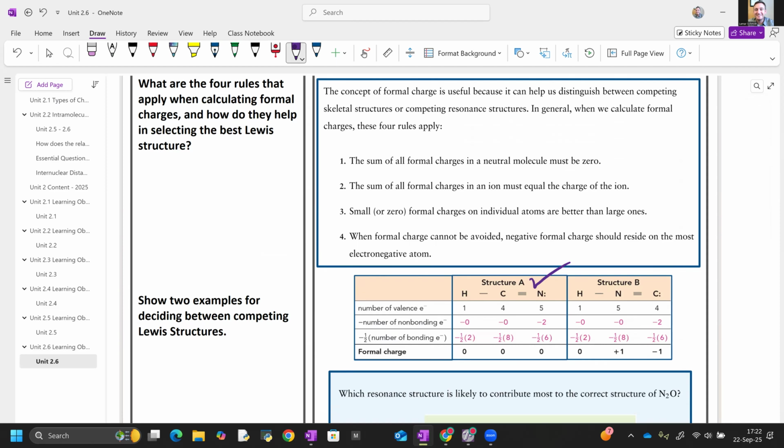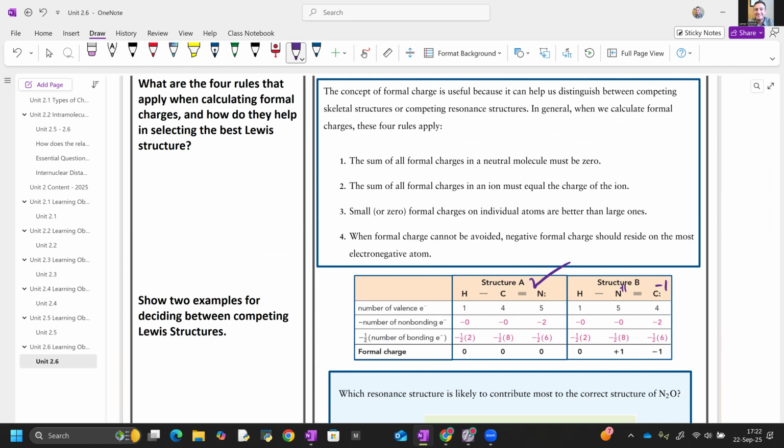We also see in structure B that carbon, the least electronegative atom, has a negative charge, and nitrogen, the most electronegative atom, has a positive charge. That would be another way of eliminating it, but we eliminated based on the magnitude of the formal charges. 0 is preferred over the plus and minus ones.